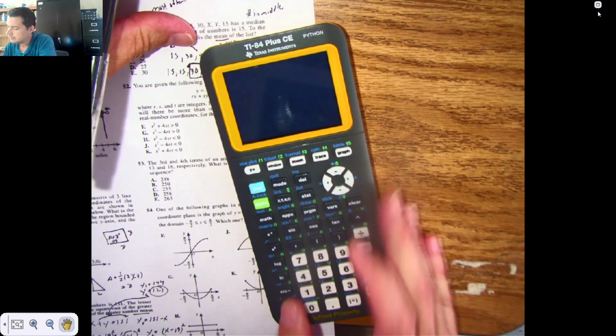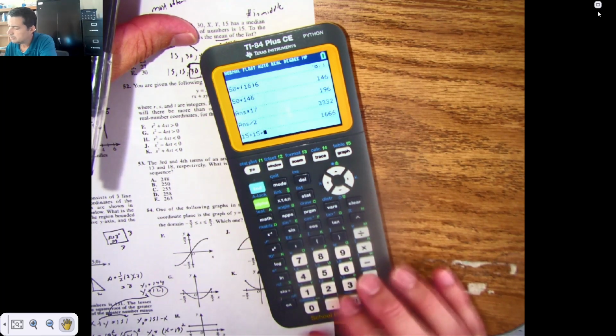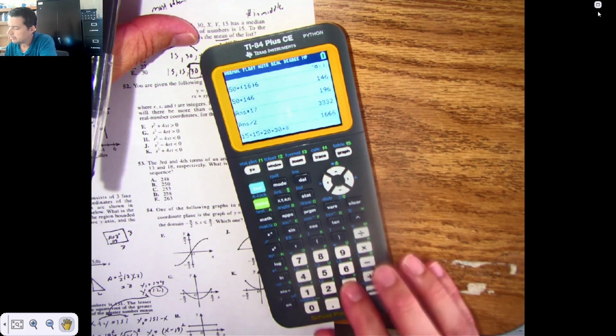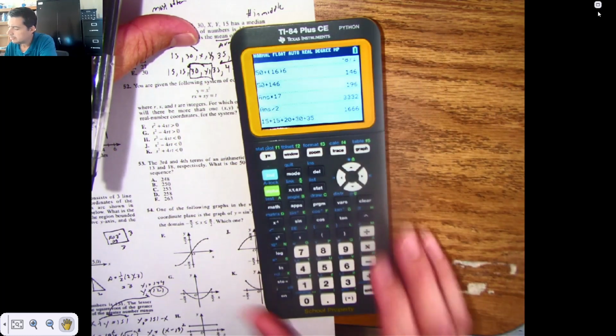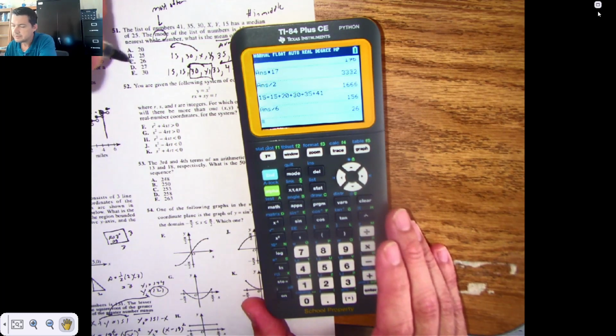So I got a 15 and a 15. I got a 20, I got a 30, I got a 35, I think. And I got a 41. Now I divide by 6. And it's 26 on the money.